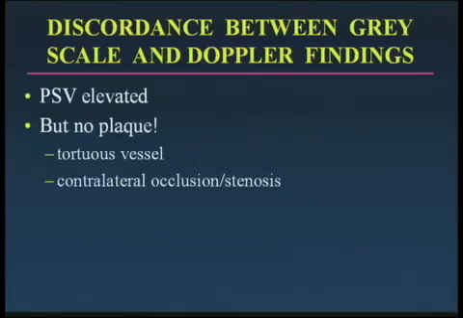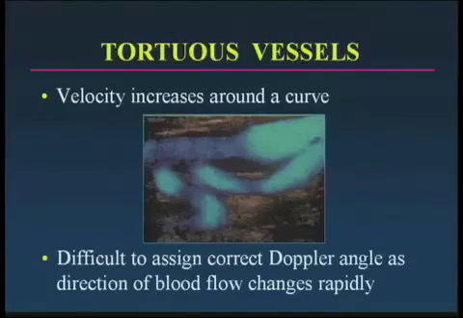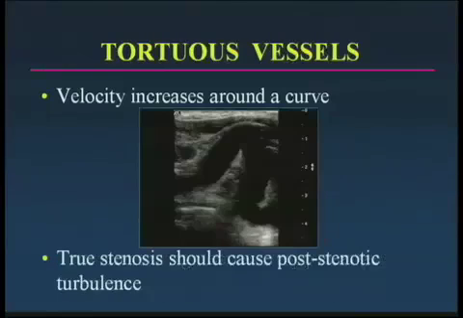What do you do if the peak systolic velocity is elevated, but there's no plaque, so you don't see a stenosis? Well, you should consider the possibility of a tortuous vessel or a contralateral occlusion or stenosis. We all know that the velocity increases around a curve, and when the vessel is curving, it's very difficult to assess the correct Doppler angle because the direction of blood flow changes rapidly. And so this means that we very often overestimate the degree of stenosis or the peak systolic velocity in these very tortuous vessels.